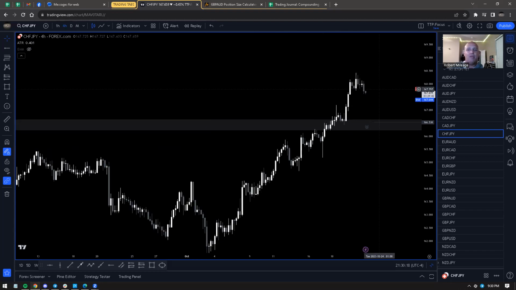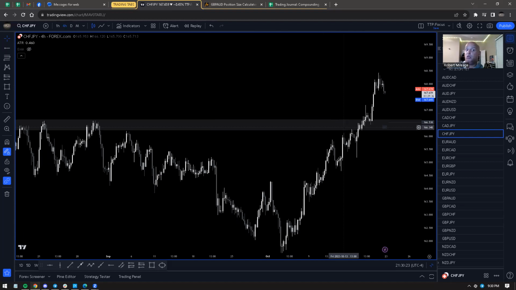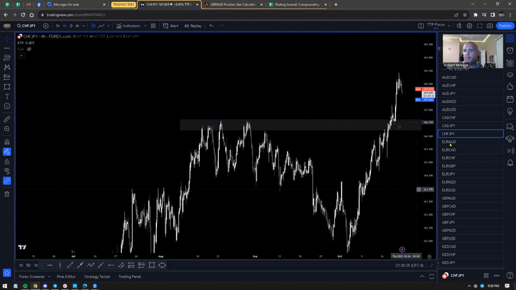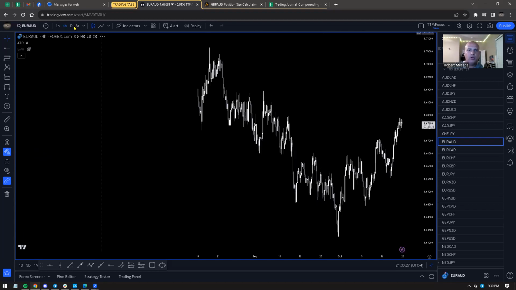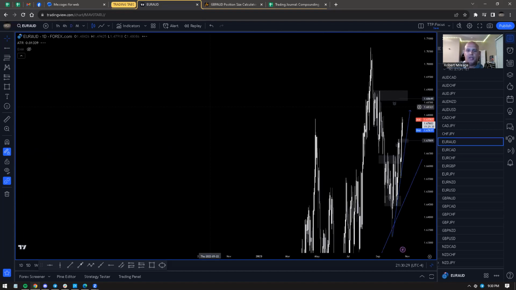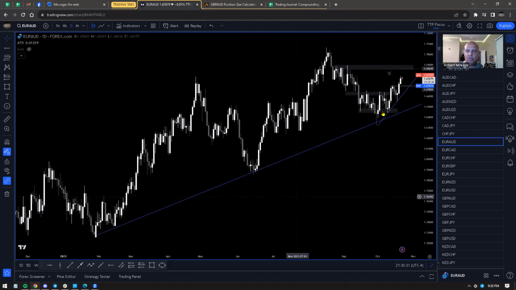I'm not good at really reading what an exhaustion looks like, so I'm not even going to try it. I'm just going to wait for price to get into structure here. So we'll see about that. Euro AUD on the daily is going up. We've been going up, and so now we're just waiting for this pullback here.